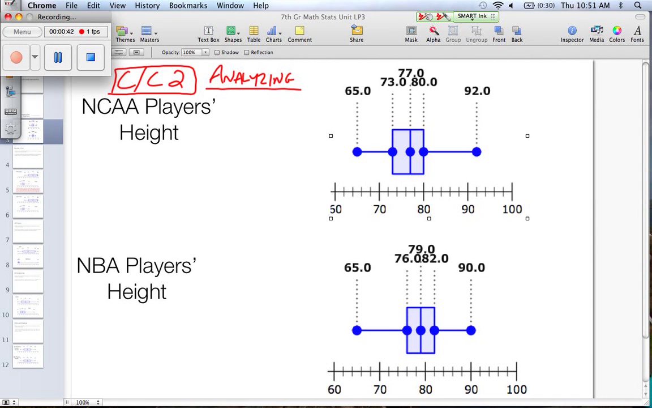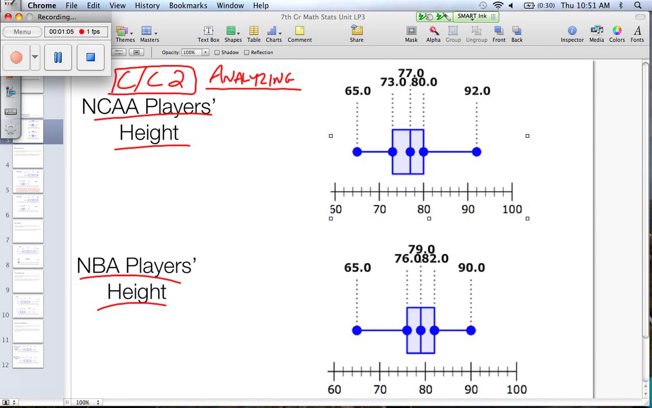Here I have the box and whisker of the height of players in college basketball and the box and whisker of the height of players in the NBA. In order to compare and contrast these distributions and analyze them, the first thing we should do is write down what the box and whisker is telling us.